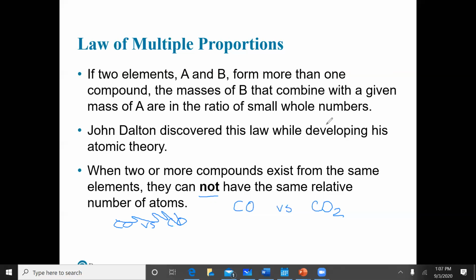But know that these subscripts, which let us know how many we have of each of the atoms, always have to be a whole number relationship. We're never going to have CO1.5. We don't have half atoms, so no good on that.